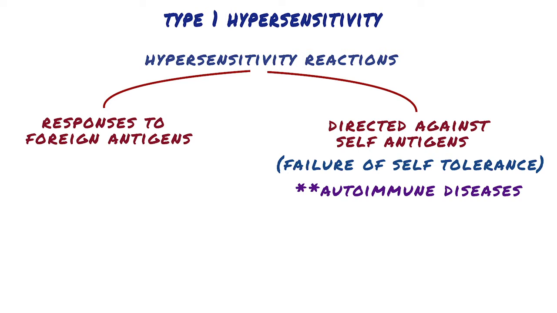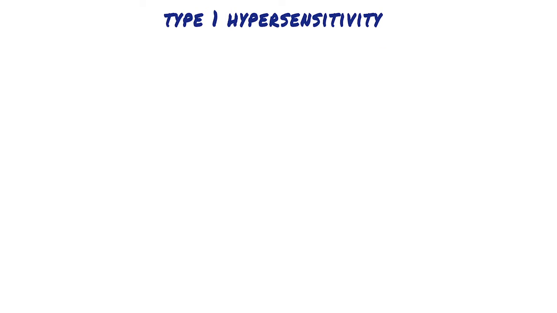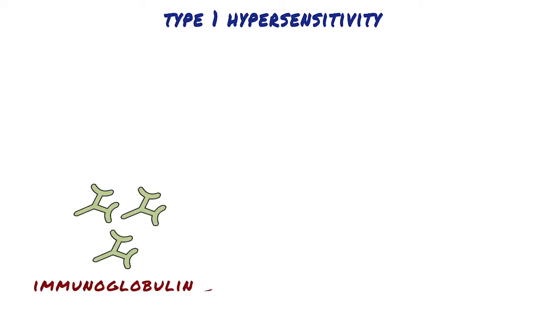Hypersensitivity reactions are classified on the basis of the principal immunologic mechanism that is responsible for tissue injury and disease. There are 4 different types of hypersensitivities. In this video, we're going to talk about type 1 hypersensitivity. Immediate hypersensitivity or type 1 hypersensitivity most often depends on the production of immunoglobulin E antibody against environmental antigens.